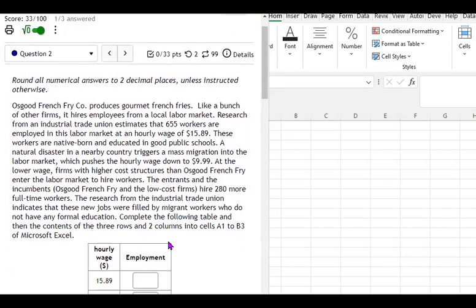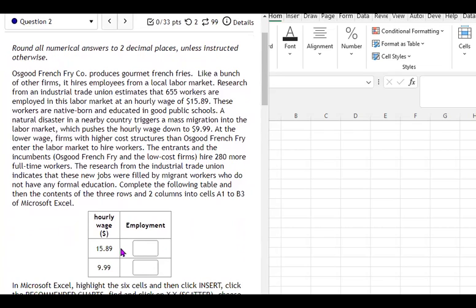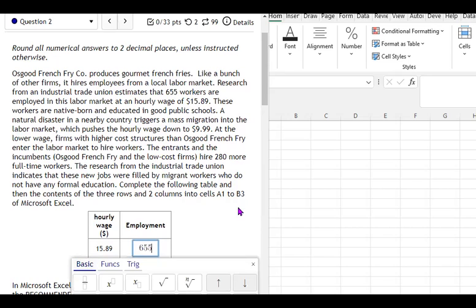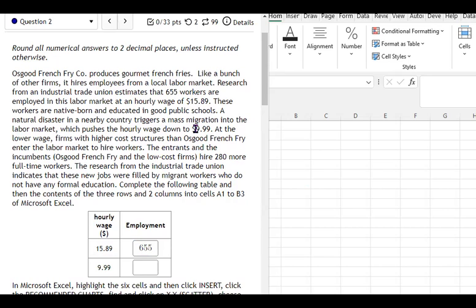So at $15.89, there were 655 workers in this labor market. When that migration happens, the wage falls to $9.99, and that causes 280 more full-time workers to be hired. So there are 655 already in this labor market, and 280 more are added, so we have to add the two together.